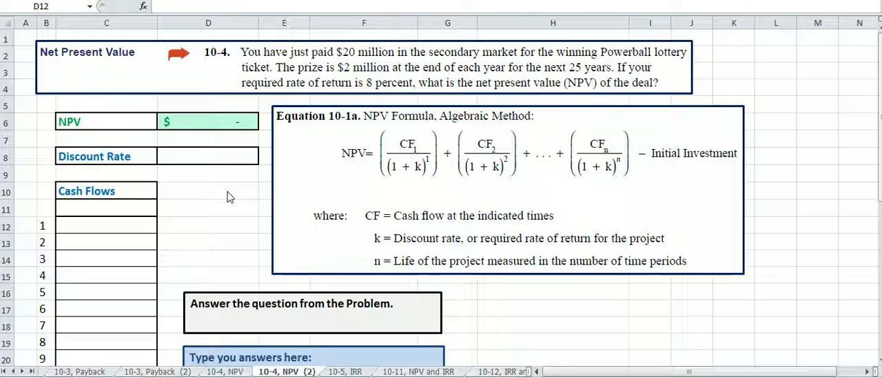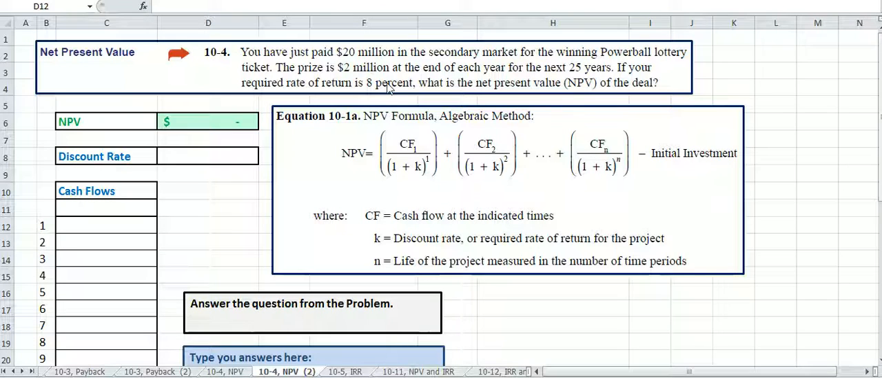So if you're going to pay $20 million in the secondary market for the winning Powerball lottery ticket, and the prize, or the cash flows back to you, are going to be $2 million a year at the end of the year for the next 25 years. The reason they're saying at the end of the year is because this is going to work like an annuity, not an annuity due. And then the required rate of return is 8%.